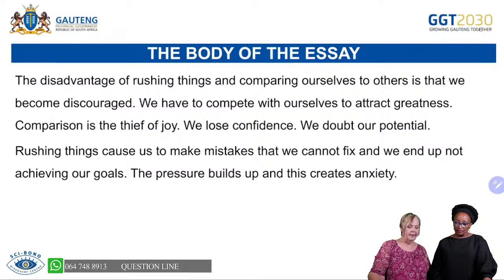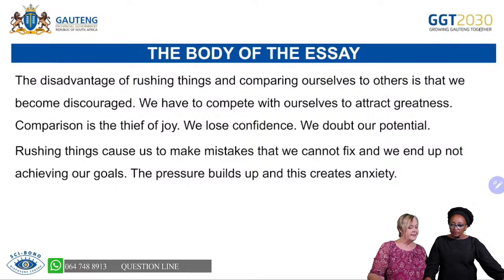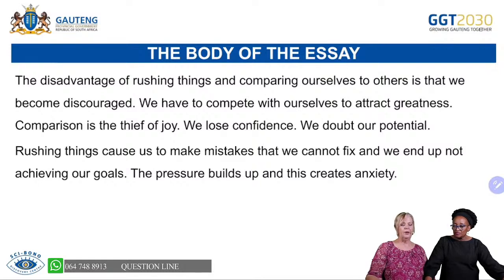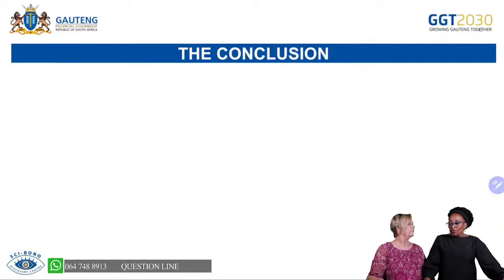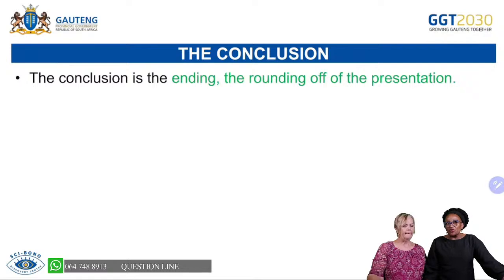The last part of the essay reads as follows. The disadvantage of rushing things and comparing ourselves to others is that we become discouraged. We have to compete with ourselves to attract greatness. Comparison is the thief of joy. Figure of speech. Yes. We lose confidence. We doubt our potential. Rushing things cause us to make mistakes that we cannot fix, and we end up not achieving our goals. The pressure builds up, and this creates anxiety. Right. Wasn't that a good paragraph?